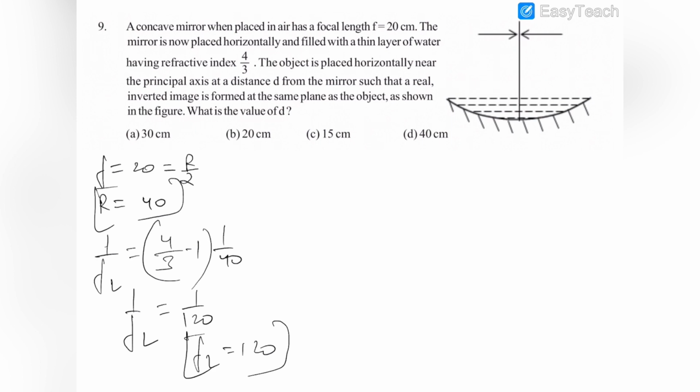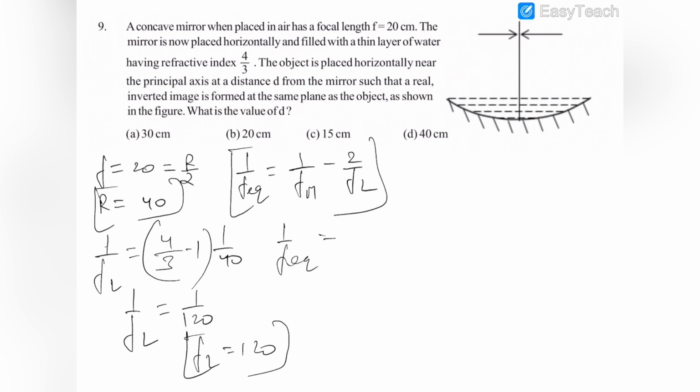Now we know that the equivalent focal length of the system will be 1 upon Fe equals 1 upon Fm minus 2 by FL. We already discussed this formula. We have discussed this formula in geometrical optics. You can refer to the combination of mirror and lens topic in the playlist. So you can see that this is 1 upon F equivalent, and it would be 1 upon Fm, where Fm is the focal length of the mirror used.